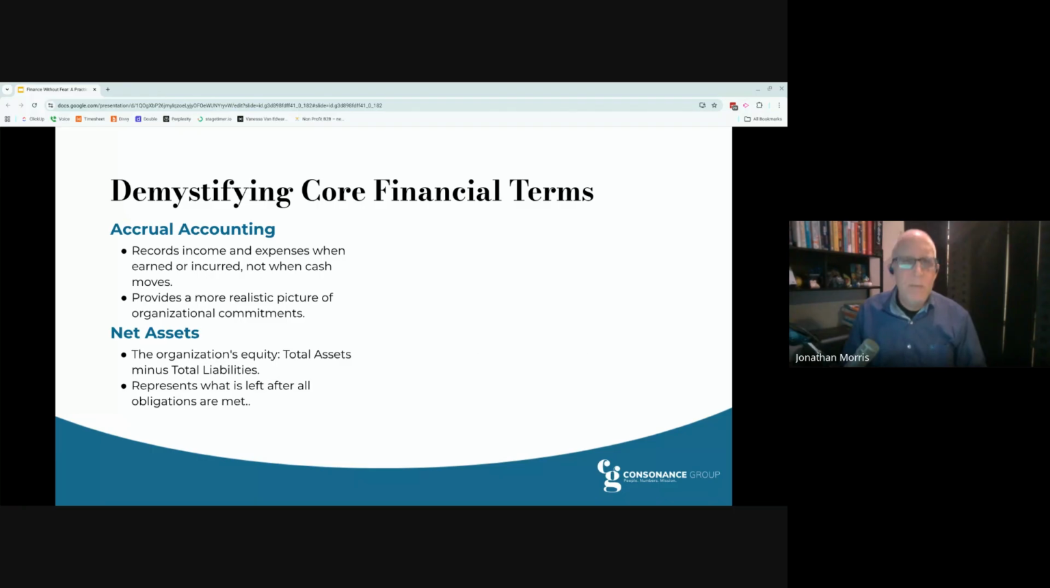Another term we want to get into is net assets. That's what's left when you subtract what you owe from what you own. So it's another way of looking at the organization's equity.